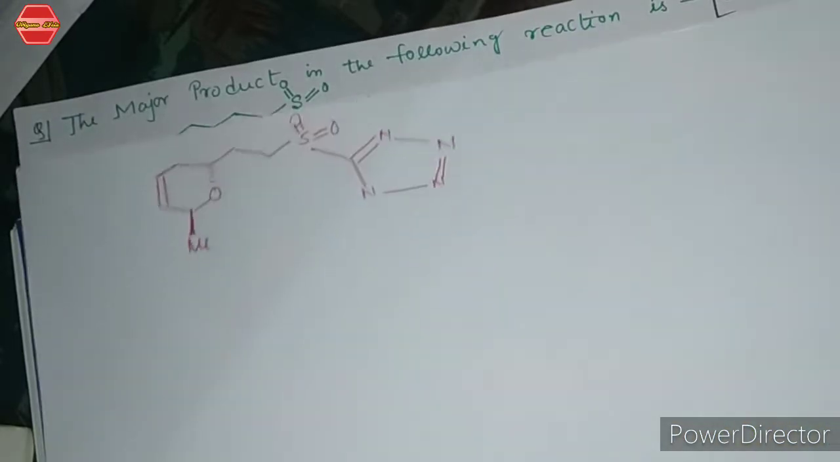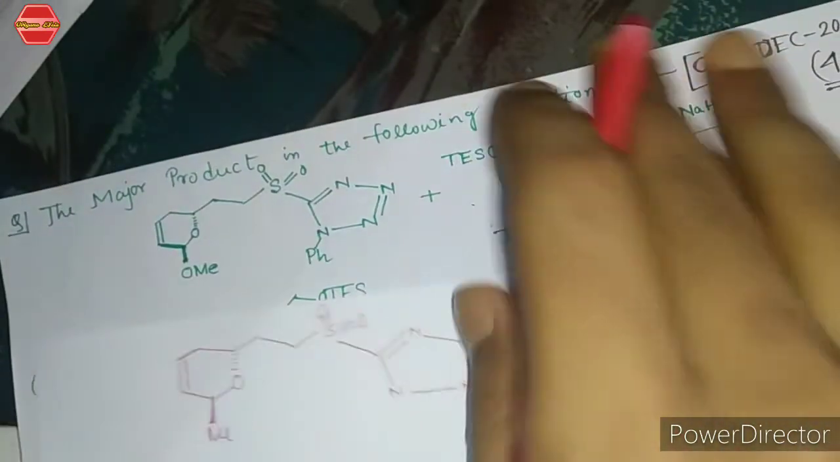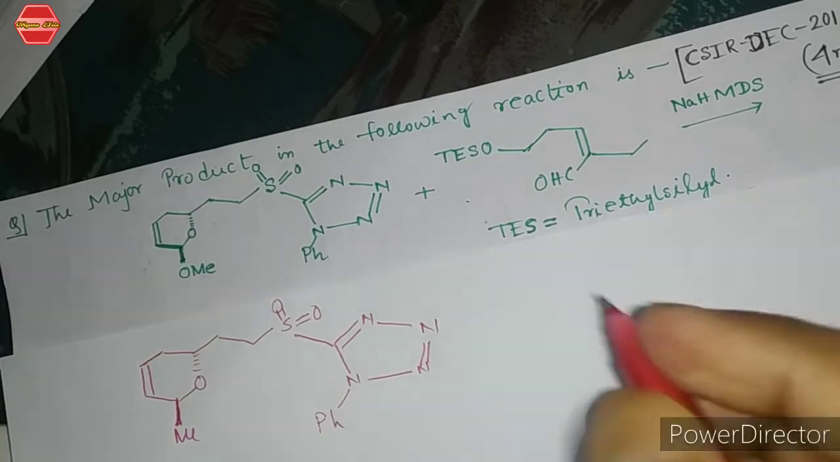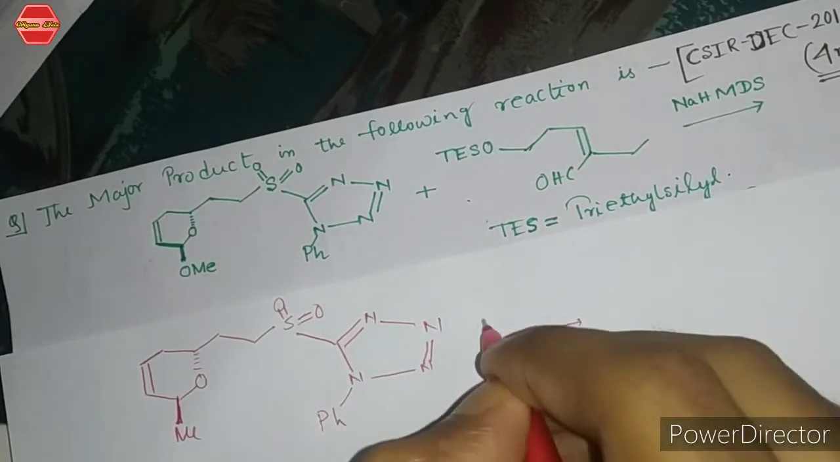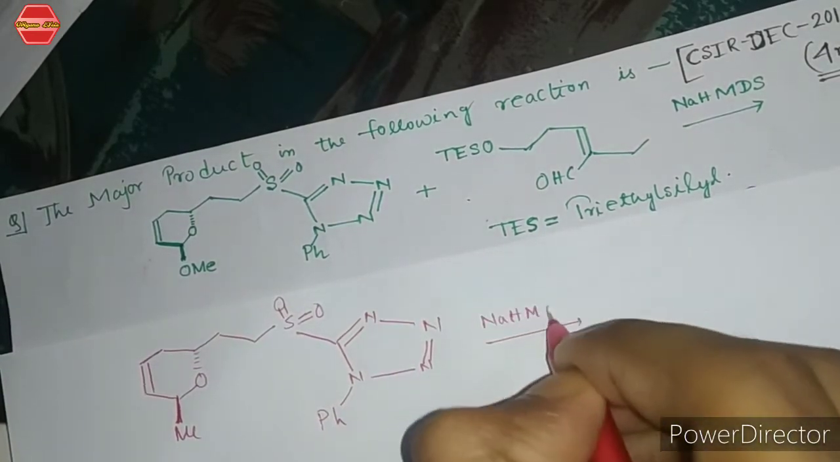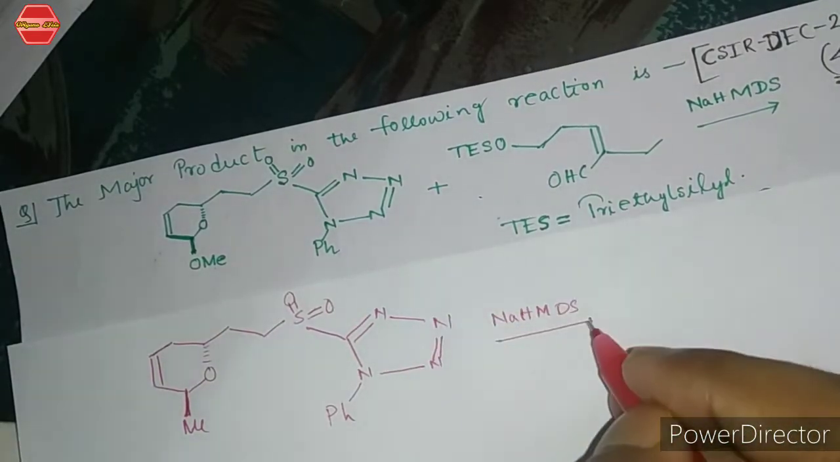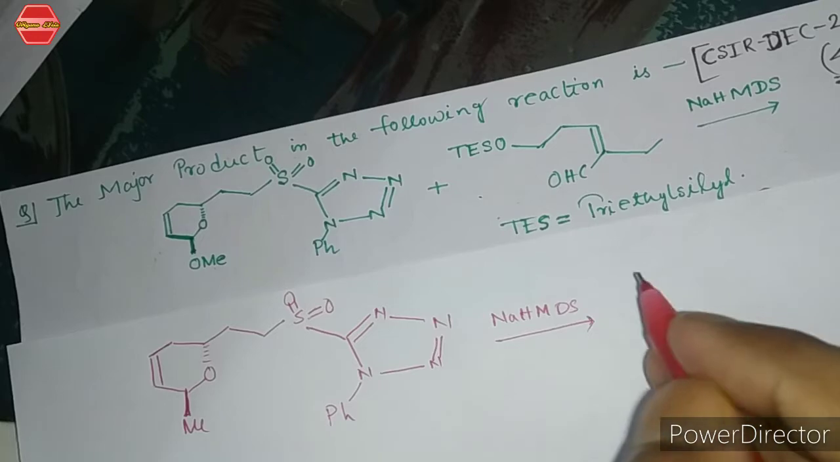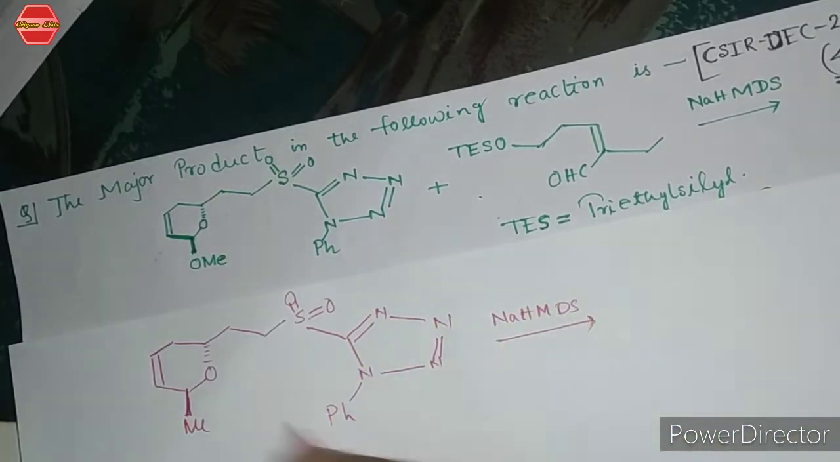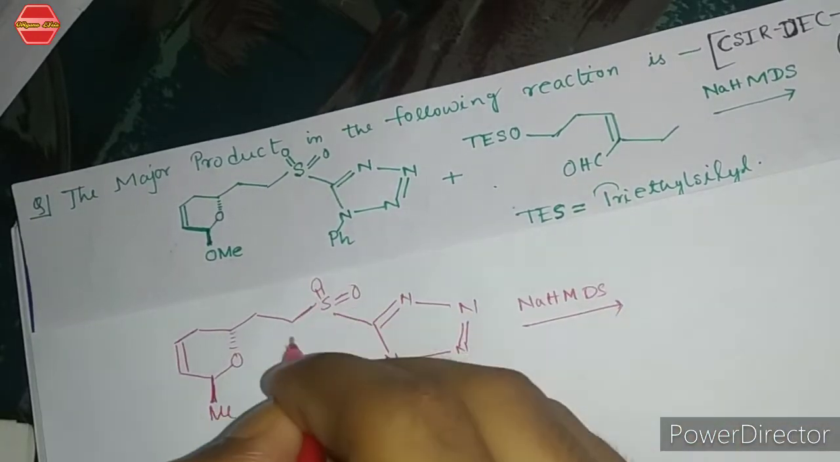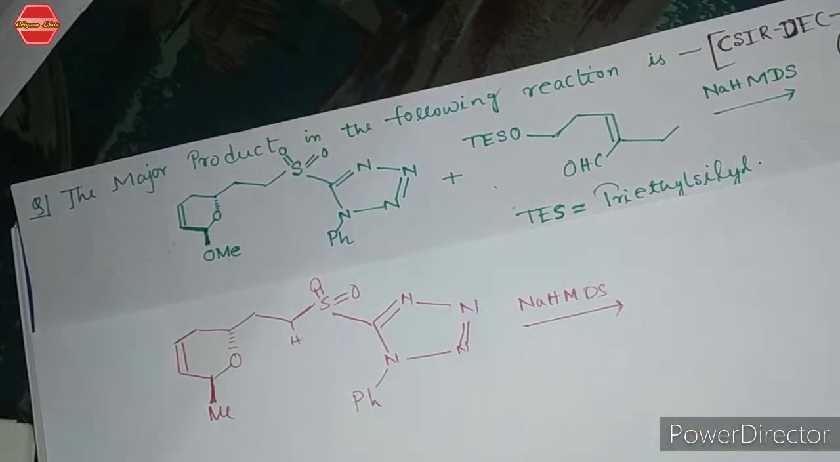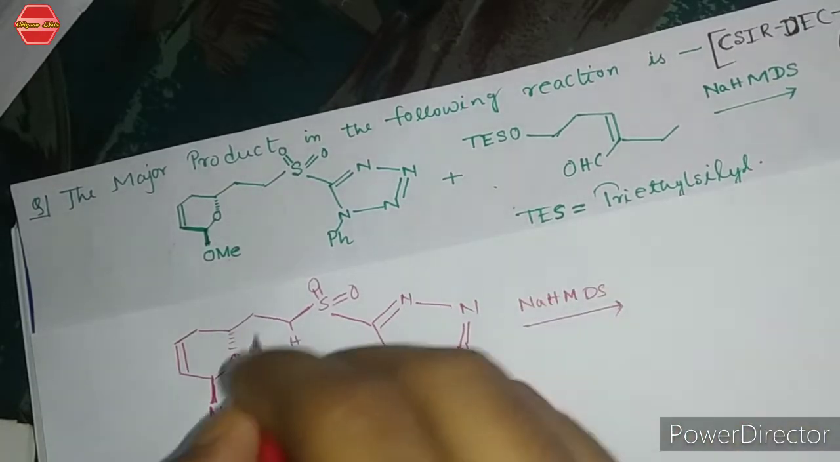It's a very much bigger compound. Okay, so this is your compound, and you have given NaHMDS. I have discussed previously the role of this sodium hexamethyldisilazide. This is a strong base, and there is only one acidic proton here. So this group abstracts the proton.